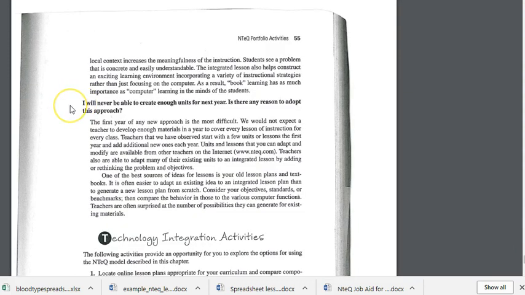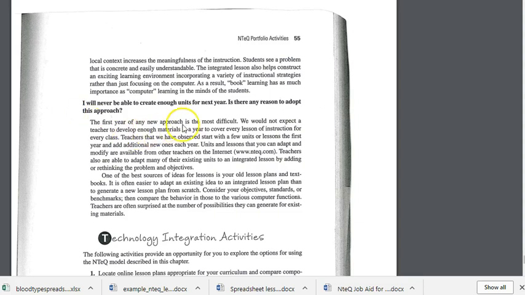Okay, so the other FAQ, this does come up a lot in the evaluations of this course, the 6353 that you guys are in right now: this process is so long, why would I do this? So the other question: I will never be able to create enough units for next year. Is there any reason to adopt this approach?